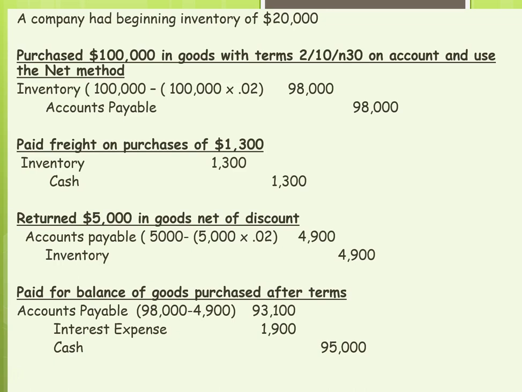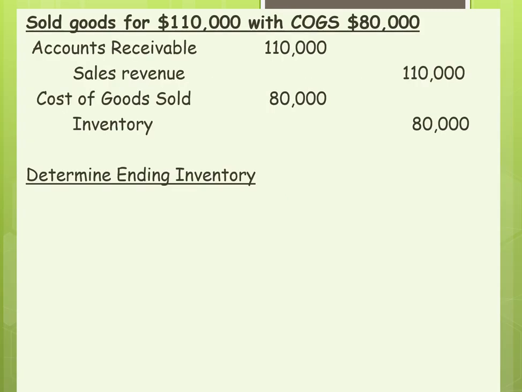And paid for balance of goods purchased after terms, we would go accounts payable, 98, minus the 49 of the returns, so the accounts payable is going to be 93,100. The interest expense is 1,900 because we didn't get that portion of the discount, and the cash would be 95,000. So this is what it looks like. Now, what happens when we sell the goods? It's going to be accounts receivable for 110, cost of goods sold for 80.